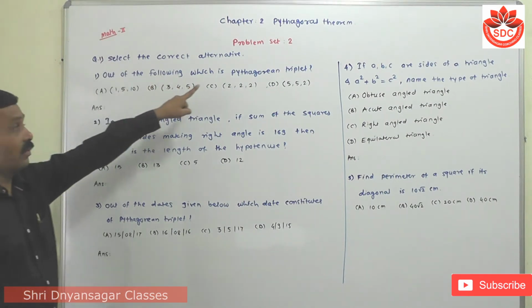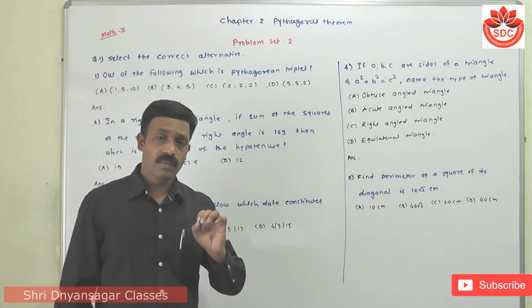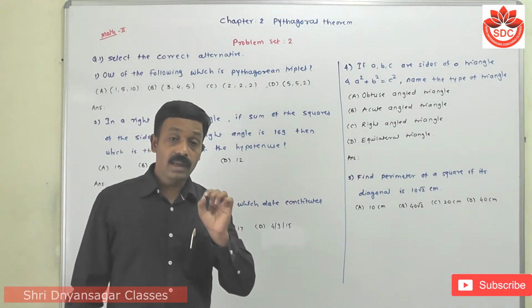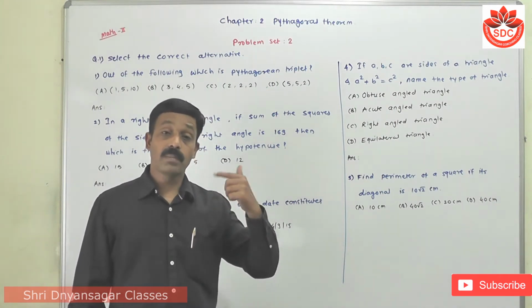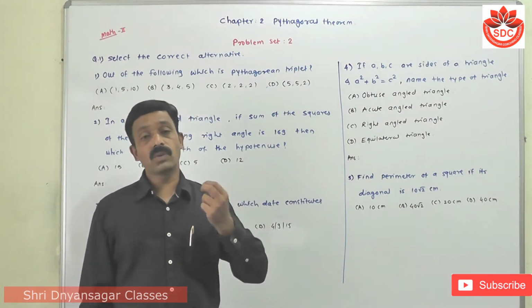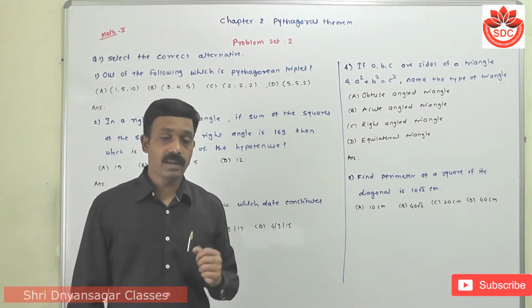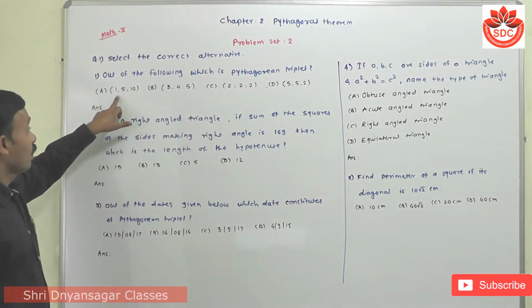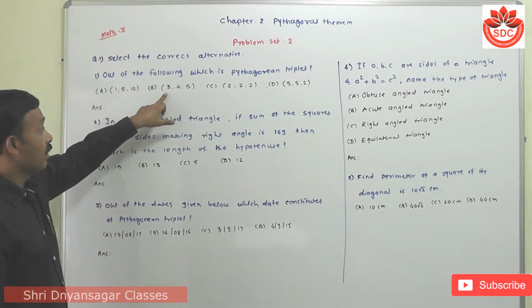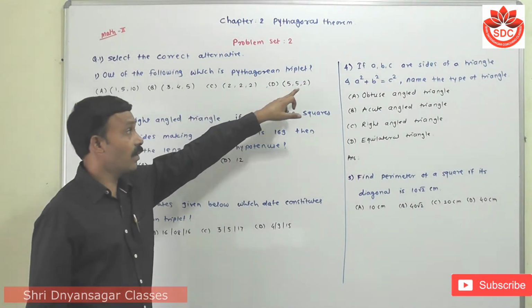Out of the following, which is the Pythagorean triplet? Students, all of you know that if 3 numbers are given, then the square of the largest number is equal to the sum of the squares of the 2 remaining numbers. Then this is a Pythagorean triplet. So observe carefully the given options. A is 1, 5, 10. B is 3, 4, 5. C is 2, 2, 2. D is 5, 5, 2.